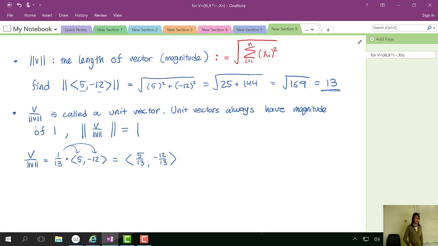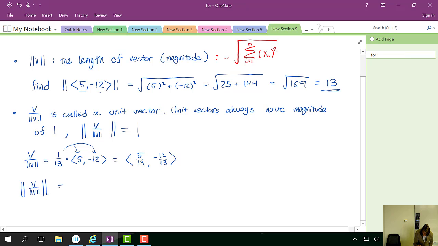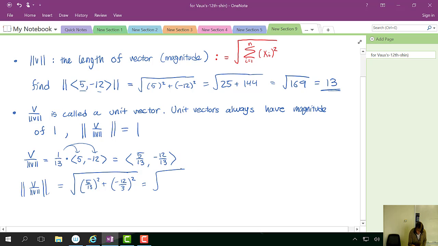And if we want to check that, well, we know the length of this new thing we found is just going to be the sum of the individual components squared. Which, we do the math, again, 25 over 169, 144 over 169. So yeah, it checks out.